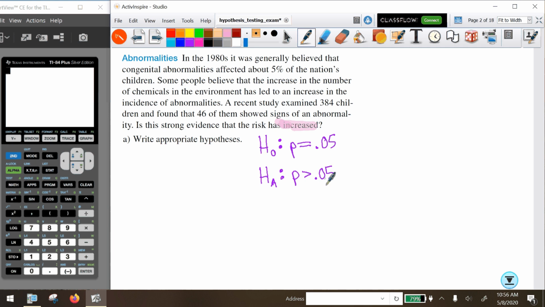If it said, is there strong evidence that the risk has changed? I would have used a two-tailed hypothesis test because we would be interested in the possibility of it changing from 5% in either direction. But since it doesn't say change and it says the word increased, I'm going to use this one-tailed hypothesis test with the greater than symbol. If it would have said decreased, I would have used a less than symbol. Alrighty, so let's keep going.